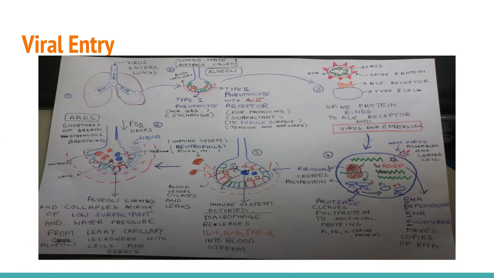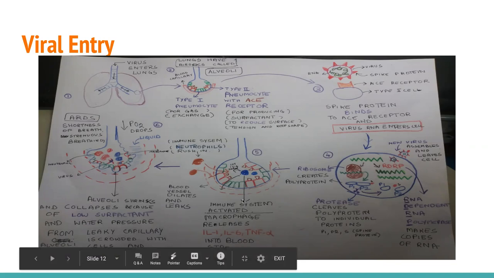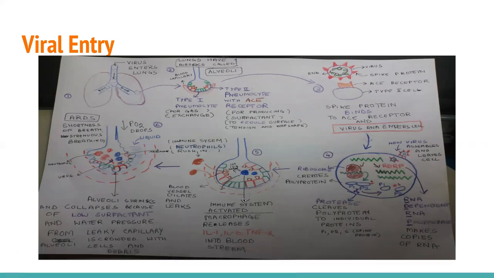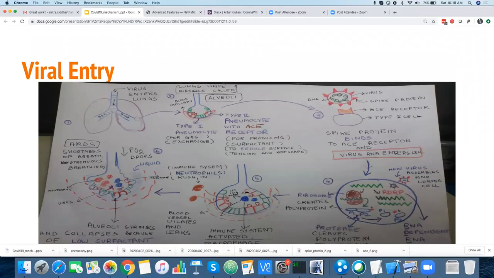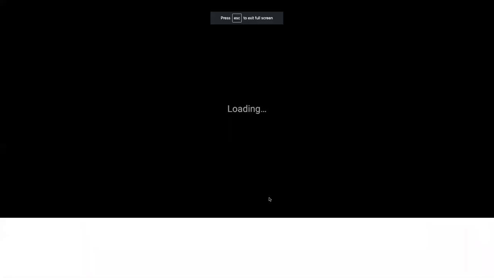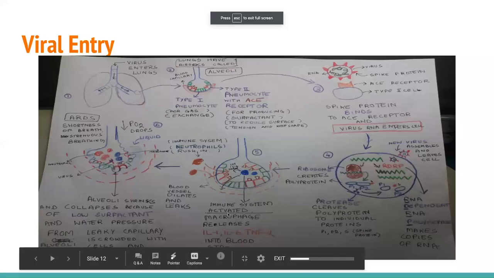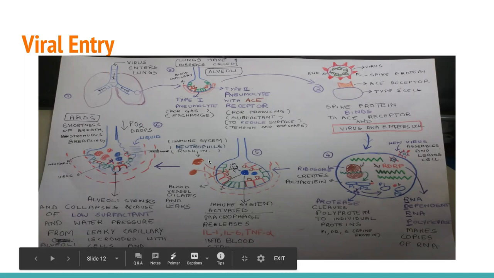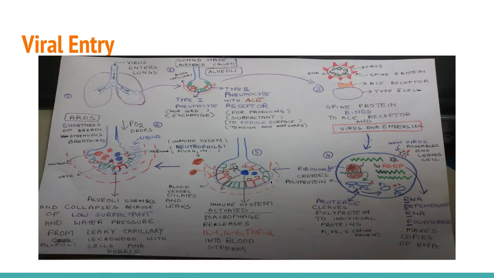So it rushes in and releases these signaling molecules called IL-1, IL-6, and TNF-alpha. And once these get into the blood, what happens is that the blood vessel around has two kinds of cells: it has smooth muscle, and it has what are called endothelial cells, which are the cells that line the smooth muscle.